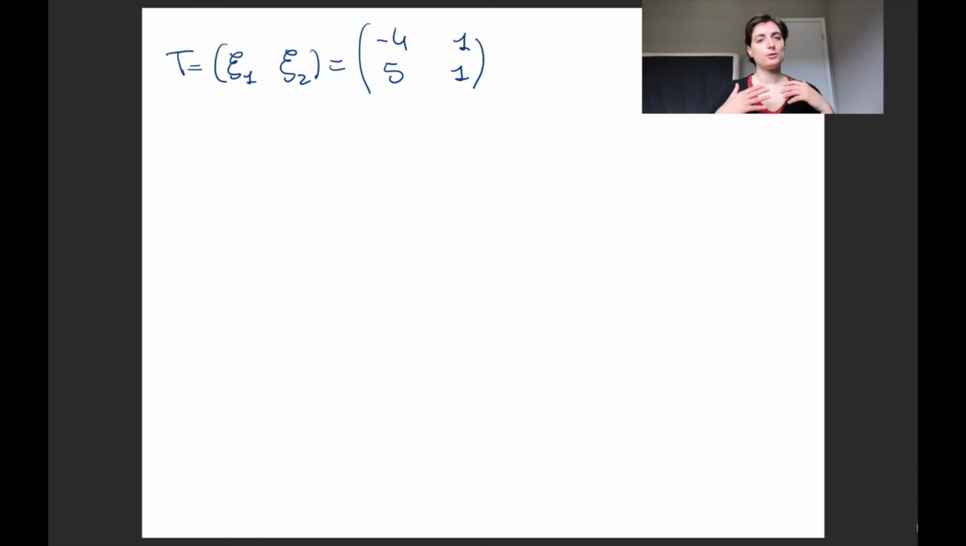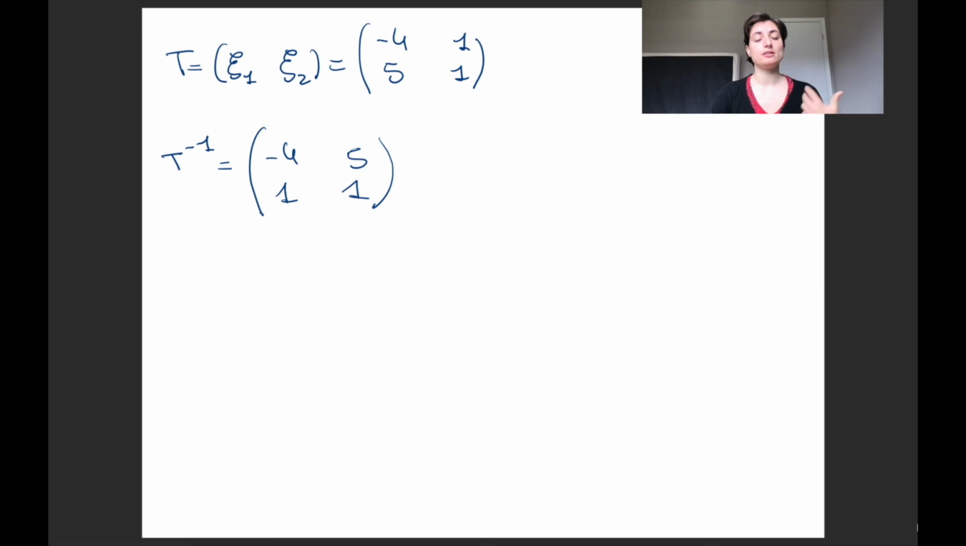So as soon as we have the eigenvectors, we can construct T. And T is -4, 5, 1, 1. So in the first column, we have the first eigenvector, and in the second column is the second eigenvector. Remember that eigenvectors are defined up to a constant. That means we can multiply any column of T by any value, and it's still a legit way of writing T.